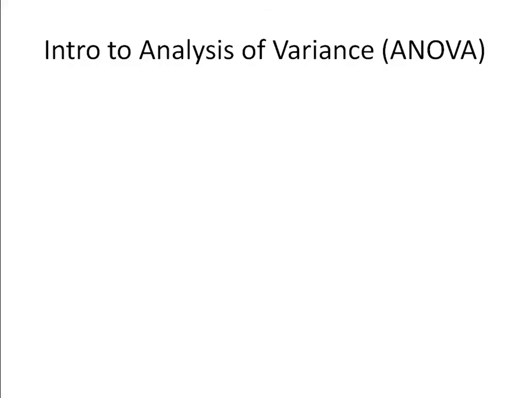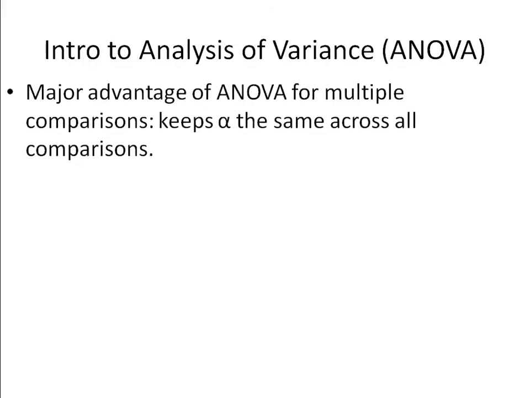So another way of doing it is what's called an analysis of variance, or an ANOVA. And so the major advantage of an ANOVA for doing multiple comparisons is that it keeps the alpha at 0.05, the same across all comparisons. So you don't have to worry about doing corrections at all.